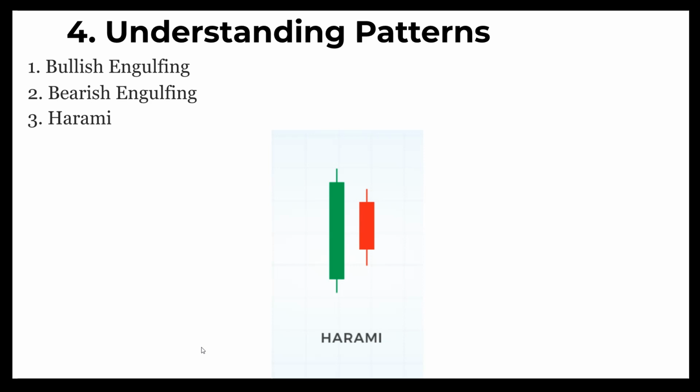Harami. This pattern consists of a green body followed by a small red body candlestick that is completely inside the range of the green body. The market is characterized by an existing uptrend. A green body is observed on the first trading time, and then the red body that is formed on the second day is completely engulfed inside the body of the first day candlestick.